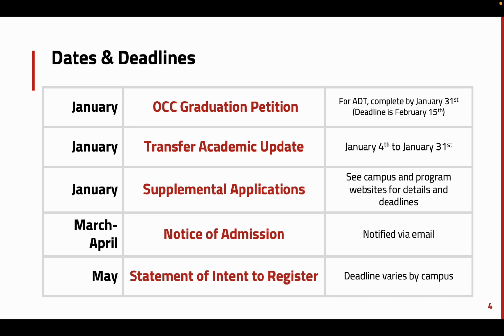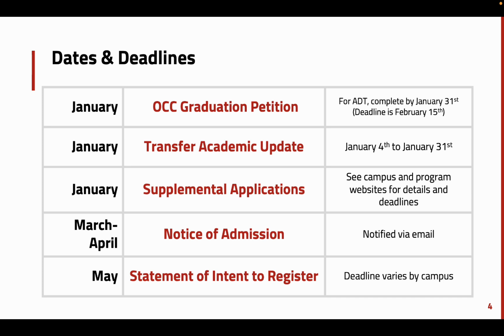Also in the month of January, you'll be completing your transfer academic update. This happens between January 4th and January 31st and is hosted inside the CSU application. Also in the month of January, you may have supplemental applications to complete. Now these are campus specific and program specific, so check out the websites and also your emails for details and deadlines for the individual campuses.